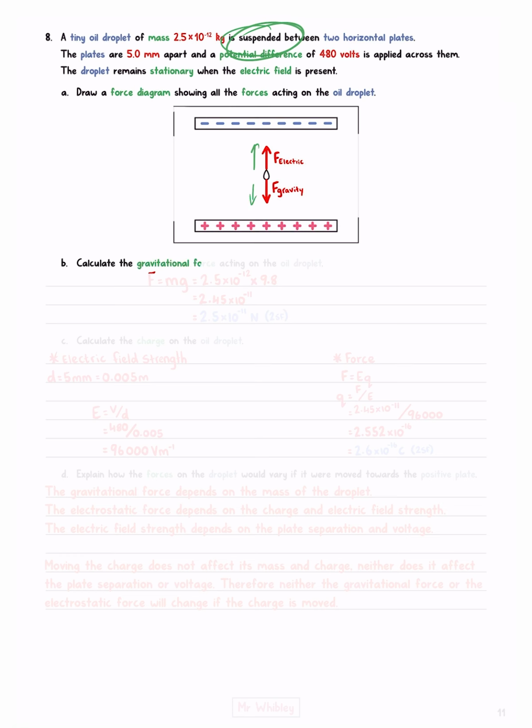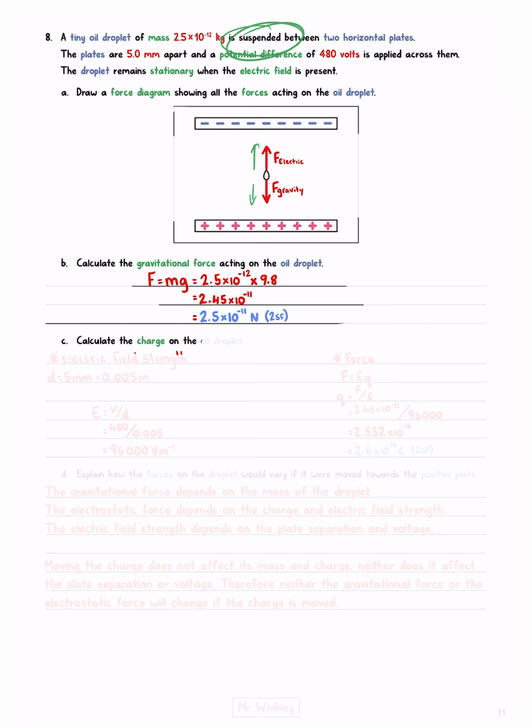Calculate the gravitational force acting on the oil droplet. We know we can find the force of gravity using F equals mg, where we know the mass, and we know the acceleration due to gravity, which gives us 2.45 times 10 to the minus 11, or 2.5 times 10 to the minus 11 newtons to two significant figures.